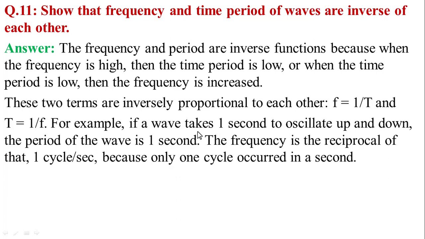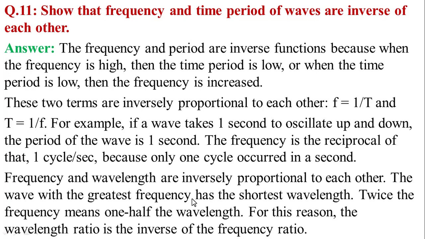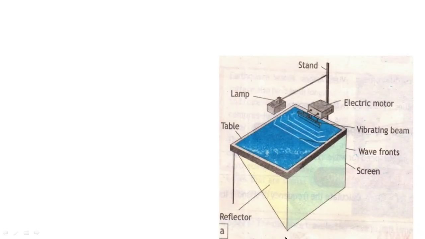For example, if a wave takes 1 second to oscillate up and down, the period of the wave is 1 second. The frequency is the reciprocal of that, so 1 cycle per second. Simply we can say that only 1 cycle occurred in 1 second. So frequency and wavelength are inversely proportional to each other. The wave with the greater frequency has the shortest wavelength. Twice the frequency means half the wavelength. So for this reason, the wavelength ratio is the inverse of the frequency ratio. Then we have the relation.